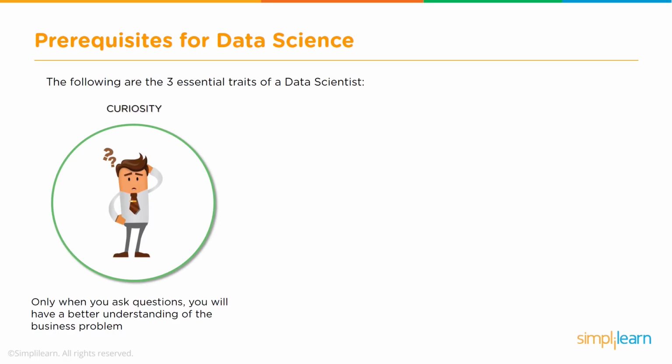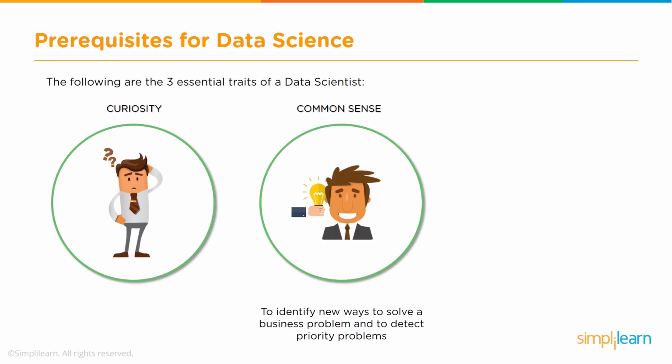Needless to say, the second trait is common sense. So you need to be creative. You need to come up with ways to use the data that you have and try to solve the business problem on hand. In many cases, you may not have all the data that you need. In many cases, the data may be incomplete. So that is where you need to come up with the best ways to fill these gaps wherever data is missing. And that's where common sense comes into play.